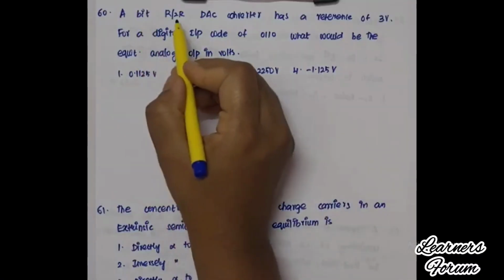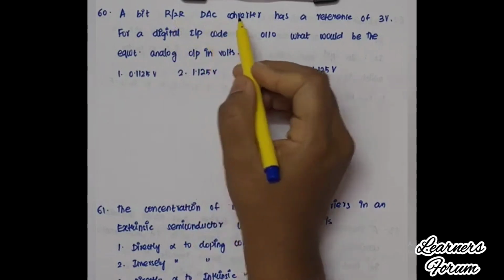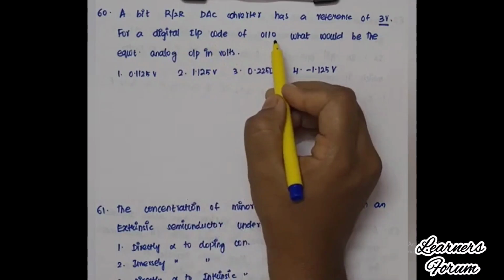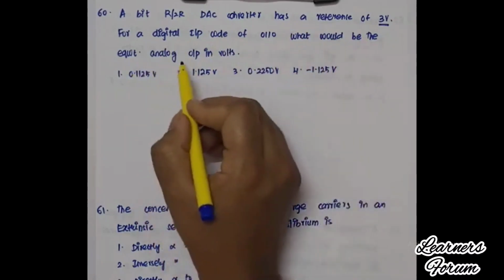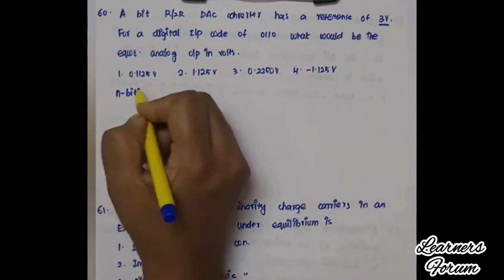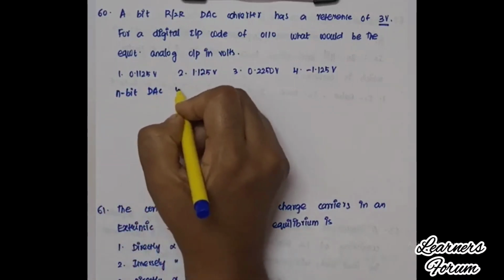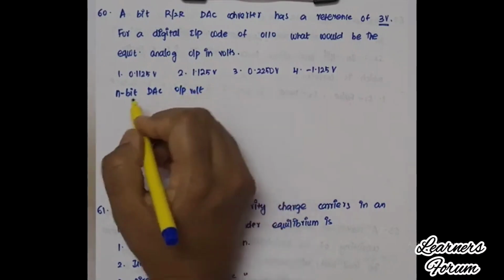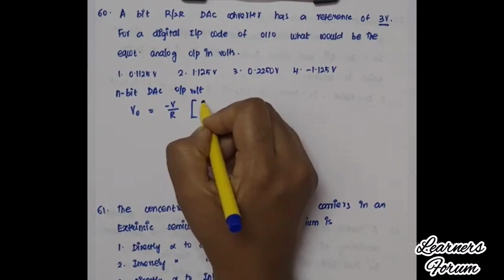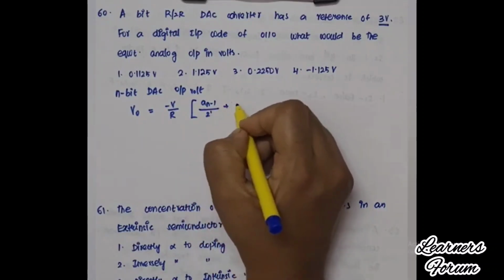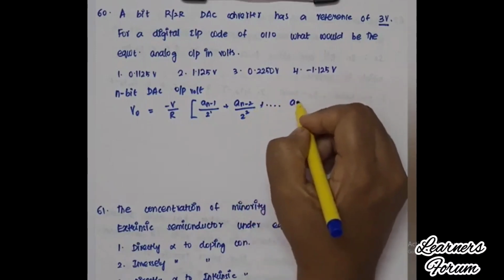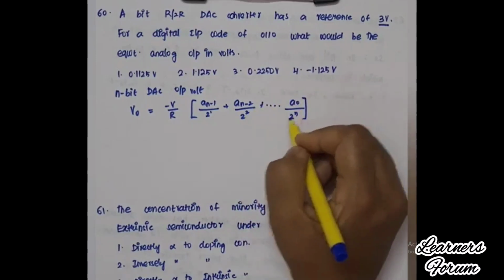Next question. An n-bit R-2R DAC converter has a reference of 3 volts, for a digital input code of 0110. What would be the equivalent analog output in volts? To solve this question, let us write it for an n-bit digital to analog converter. The output voltage is given by V0 equals minus V divided by R into a(n-1)/2^1 plus a(n-2)/2^2 plus till a0 divided by 2^n.